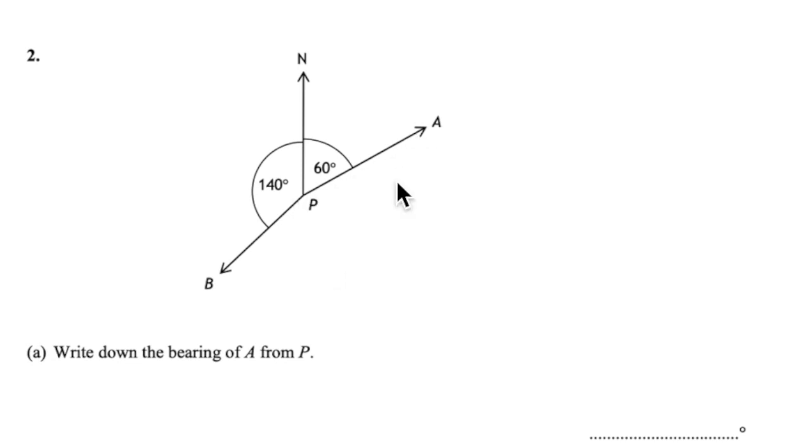So we're going to start at our north line and we're going to go round until we hit the line that connects them both. And we know that this angle is 60 degrees.